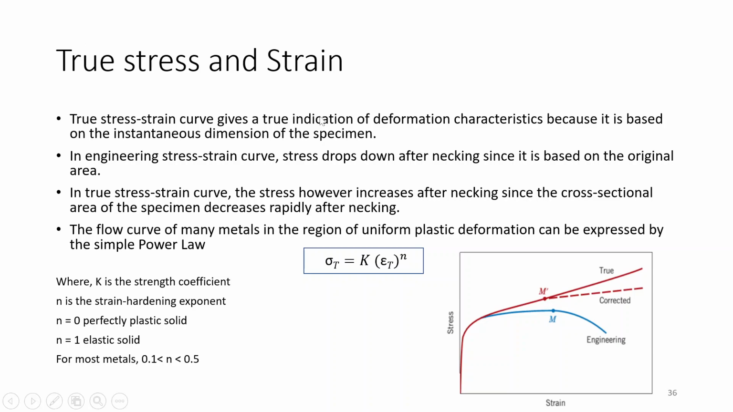Now in case of true stress and true strain, the true stress true strain curve gives a true indication of deformation characteristics because it is based on the instantaneous dimension of the specimen. In the engineering stress strain curve, stress drops down after necking since it is based on the original area. In the true stress strain curve, the stress however increases after necking, since the cross-sectional area of the specimen decreases rapidly after necking.